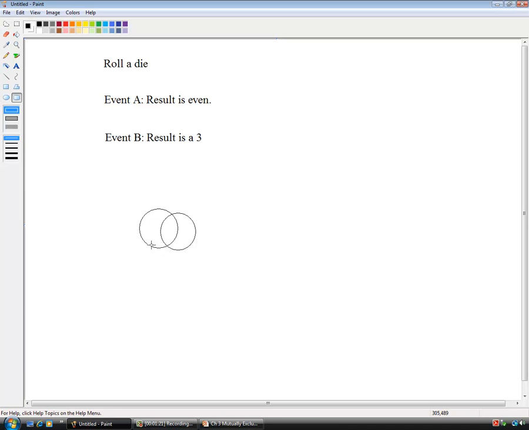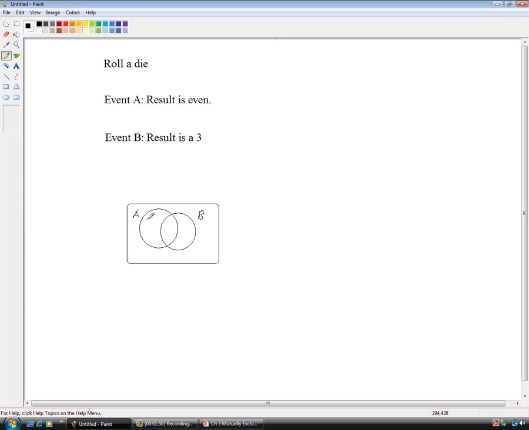Alright, so this will be event A, our left bubble, and event B is our right bubble. Remember, there are no points in the intersection, so there will be nothing written down there. Unlike one of the previous examples where I wrote down the actual number of points in each of the sections, I'm going to write down the actual values, then we'll have to count them up.